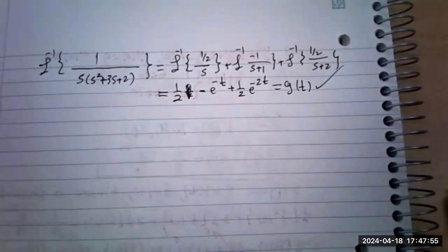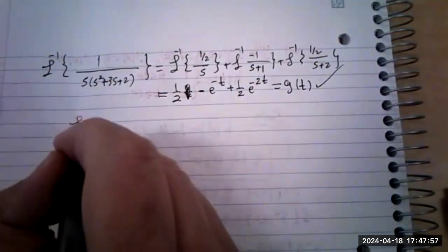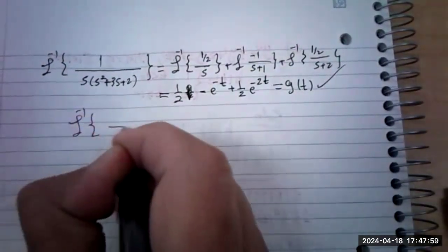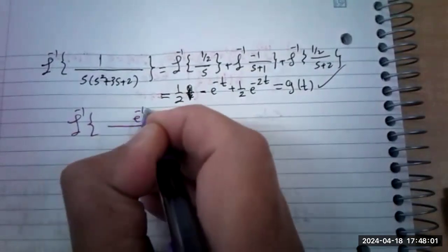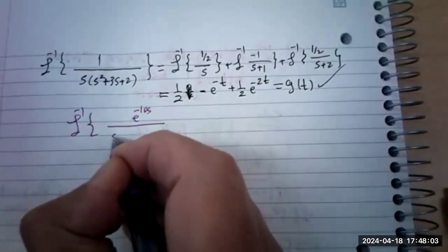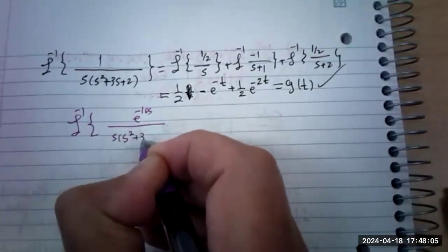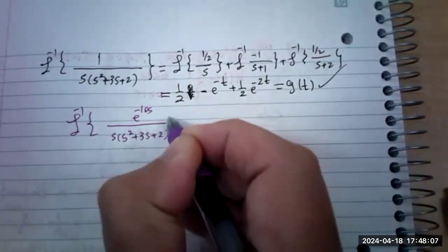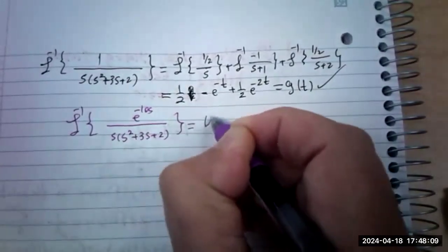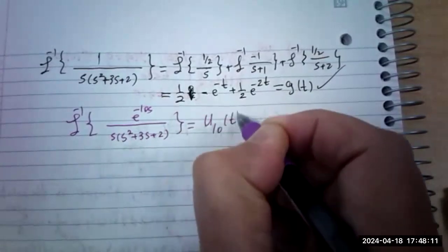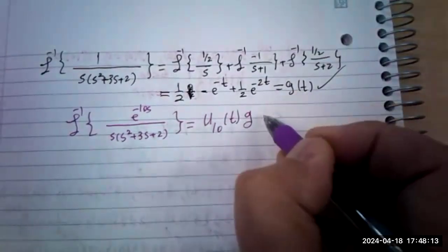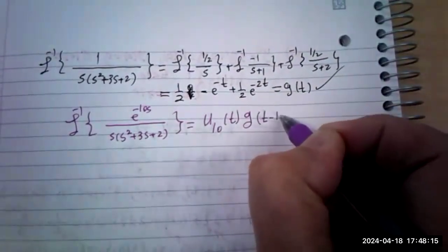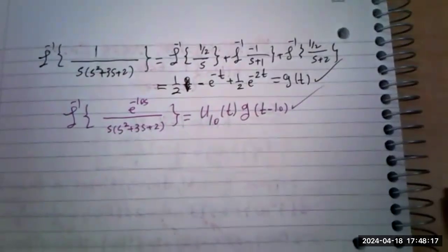So automatically you get the other one. So the other one is e to the negative 10s. Everything else is the same. So you get only unit step function u10(t) at g of, you replace the t by t minus 10. So that's a very quick method to do it.